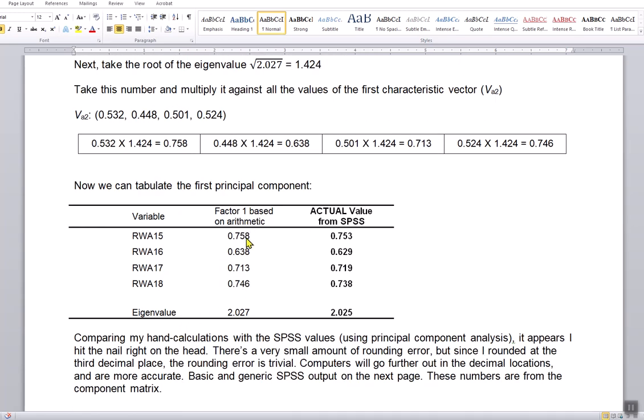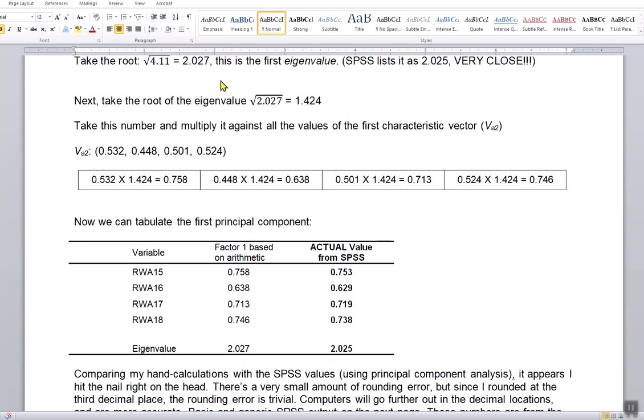So here's the eigenvalue that I calculated by hand. It's right here, 2.027, and the factor loadings are right here. These are the calculations here, and here's what I got from SPSS. So it's pretty close. 0.758 versus 0.753, 0.638 versus 0.629, and so on. And the eigenvalue 2.027 versus 2.025. So I would call that a hit. It's just a little bit of rounding error at the third decimal point, which is trivial.